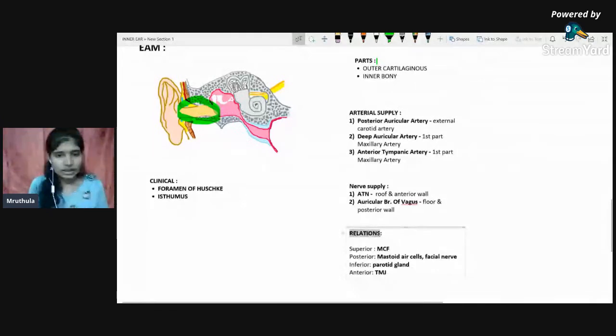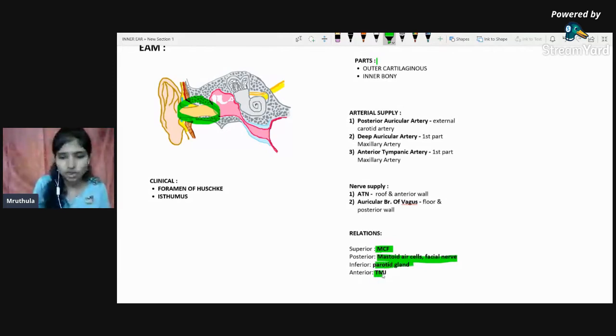And one very important thing about this external acoustic meatus is the relations. Superior, posterior, inferior, anterior. That's how we have mentioned the relations. What do I mean by this? Again, the same thing. The roof is the superior, the floor is the inferior relation, and then the anterior and posterior relations. Superiorly, we have the middle cranial fossa. Posteriorly, we have the mastoid air cells and the facial nerve. On the inferior aspect, we have the parotid gland. On the anterior aspect, we have the temporomandibular joint.